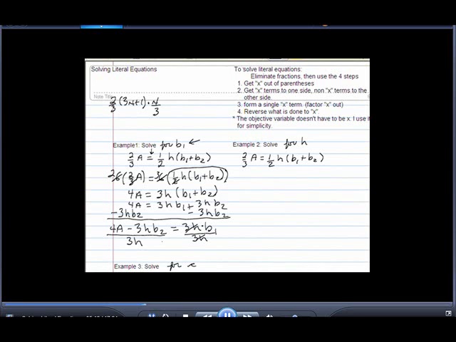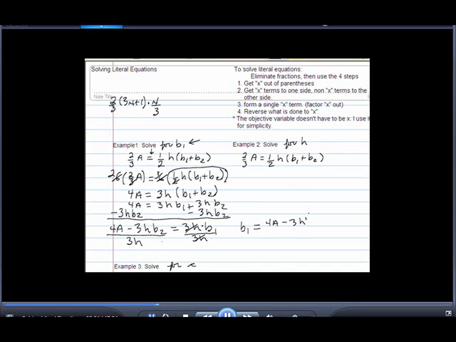And on the left side, the 3h's cancel, leaving me with b1. On the other side, the 3h's do not cancel. That is because in order to cancel, you must have all multiplication, numerator and denominator. You'll notice in the numerator there is a subtraction. That means canceling is not allowed. So my final answer, 4a minus 3h b2.